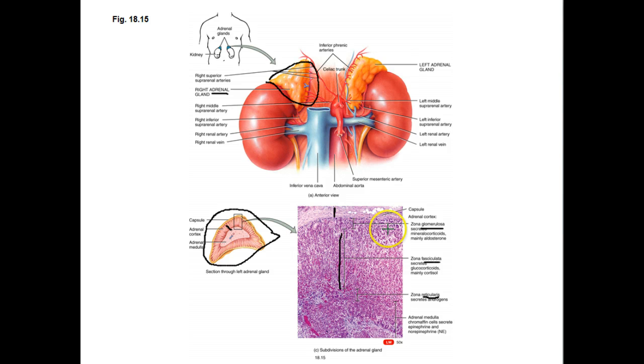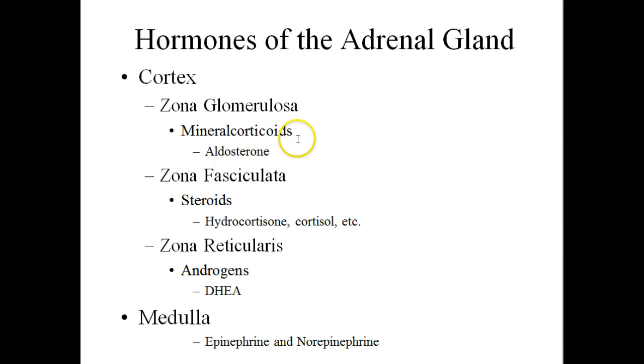So each one of these produces something. And then also you have the medulla, which also produces something. And this slide's telling you what they produce. And we're going to talk about each one of them in more detail. So let's go to the next slide. So here it is listed again. The first one we're going to talk about is the zona glomerulosa.